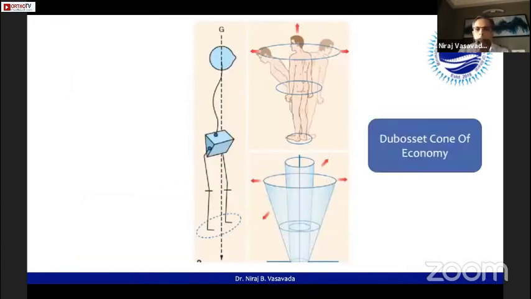Then came Dr. Dubousset's landmark study, and they propagated a cone of economy. They came up with a concept that when the human body or human spine is within the inner cone of this cone of Dubousset, the muscles are at best advantage and don't get fatigued even if you stand for a very long time. The moment your body starts swaying away from this cone, in the outer cone the body can still maintain some balance with compensatory mechanisms, but once the body moves out of this cone, the spinal balance is totally gone, and the patient will have the highest disability index.